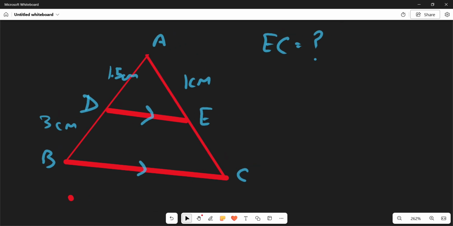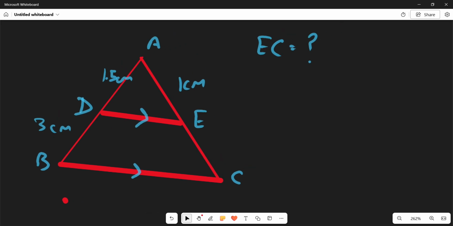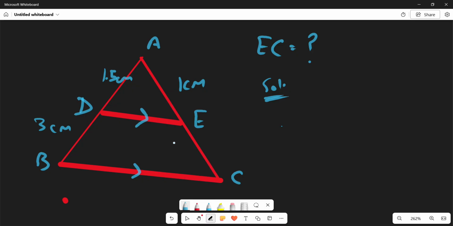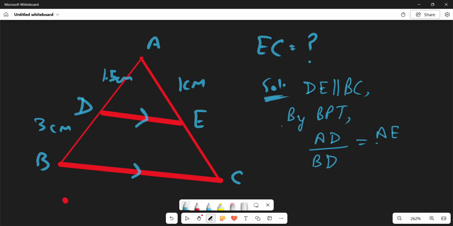So here I'll simply use BPT. I'll not be stating and proving the entire theorem. I have the result for BPT. So DE is parallel to BC. So by BPT I have the result that the ratio of the sides will be same. AB is being divided into two sides, which is AD and BD. So AD upon BD equals AE upon EC. Okay, so this is the ratio that I get.